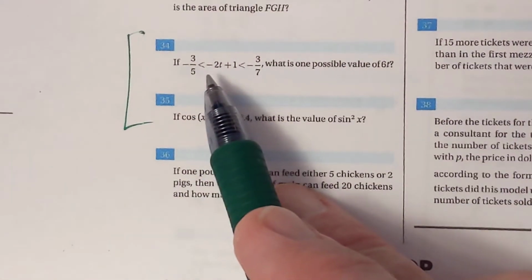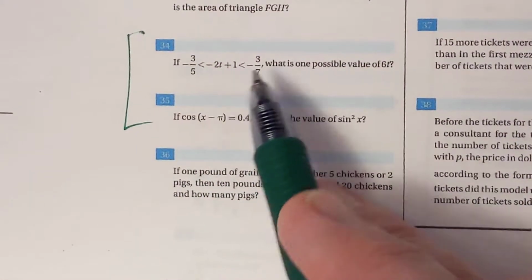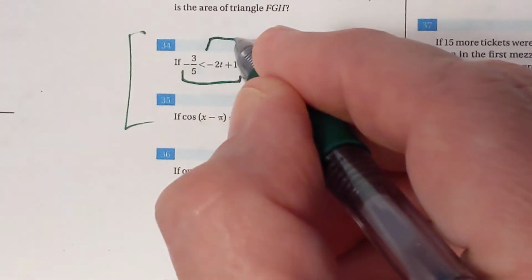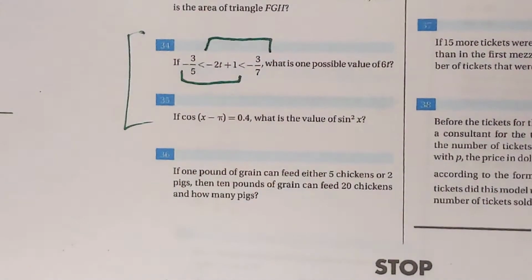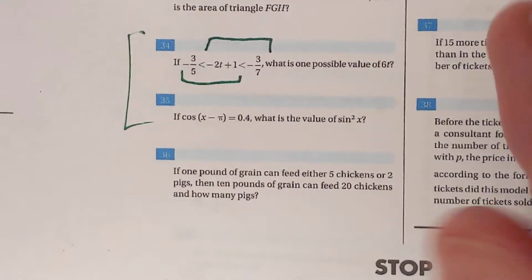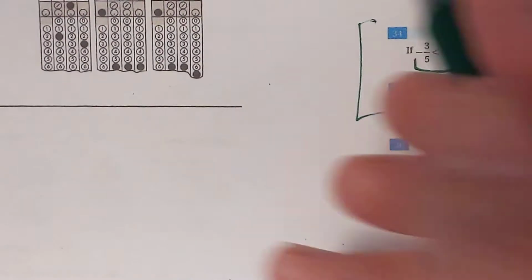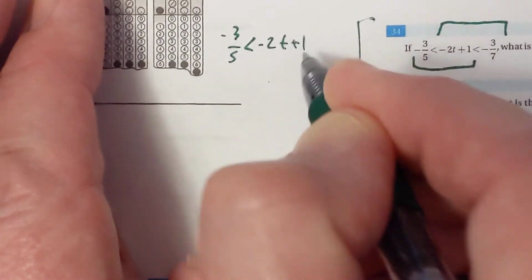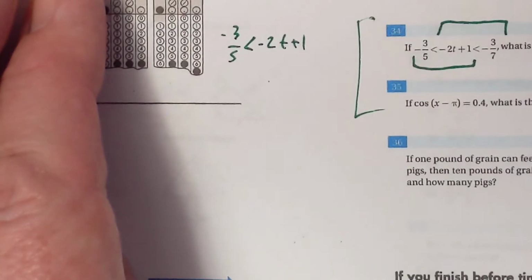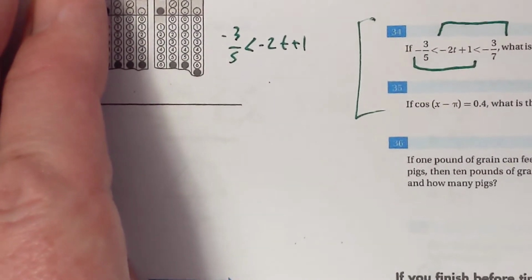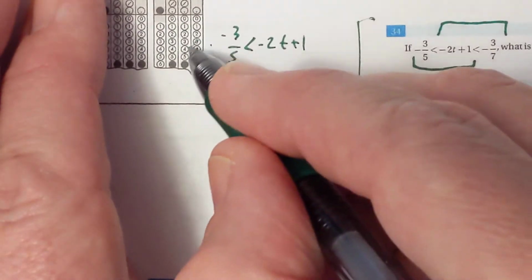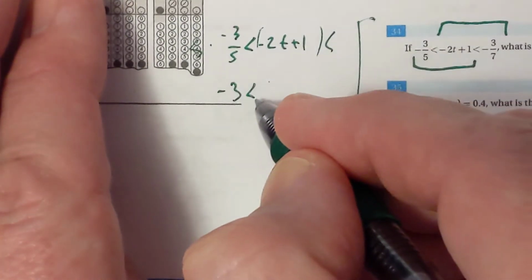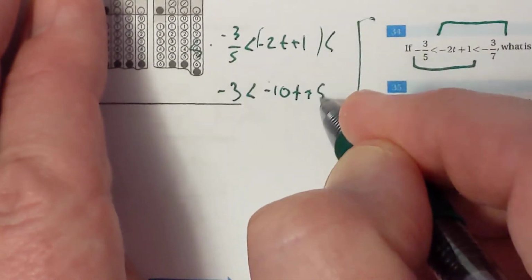So we did a little bit of this year. If you have a compound inequality, what you want to do is solve it twice. You want to solve each of these. So you're just going to solve it as 2 separate inequalities. I'm going to come over here where I have a little bit of room. -3/5 is less than -2t plus 1. You can do this however you are most comfortable. I, again, like to just get rid of the fraction right away. So I'm going to multiply both sides by 5, and that gives me -3 is less than -10t plus 5.